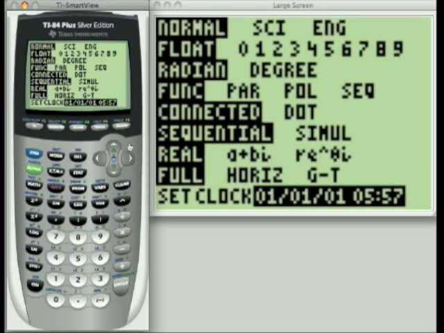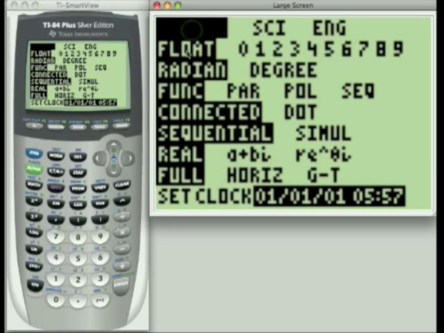Typically at the high school level, we use the first three rows of settings, as well as this row down here. What I'm going to do next is go over some different examples using the different settings.